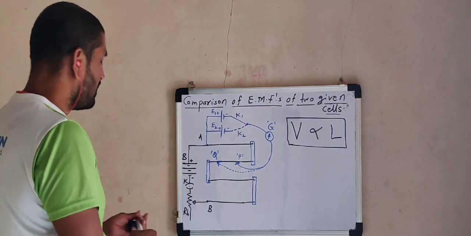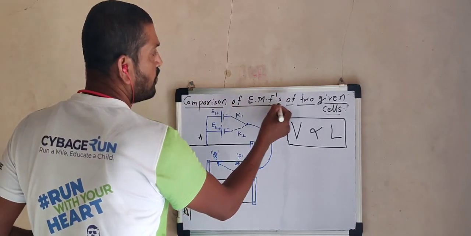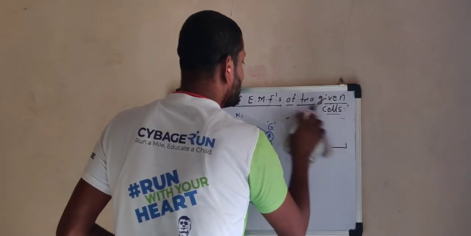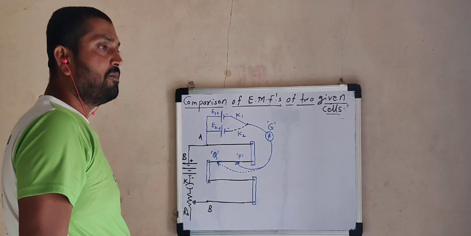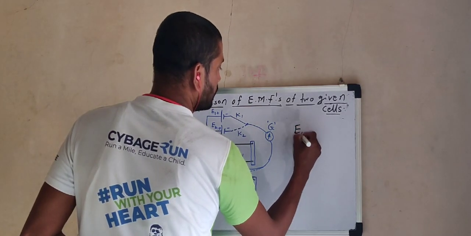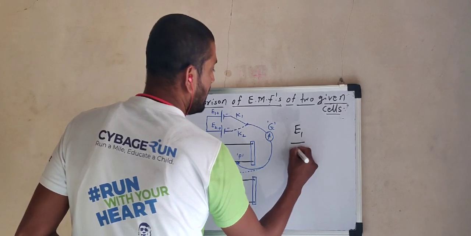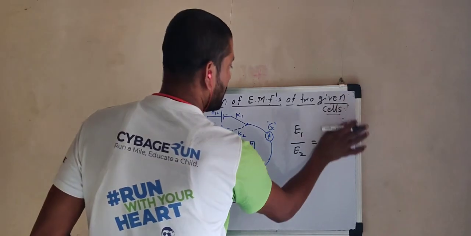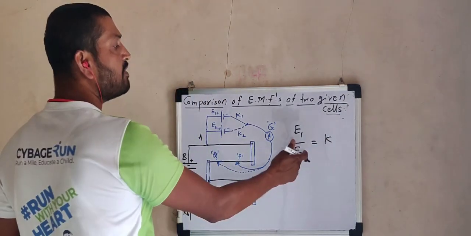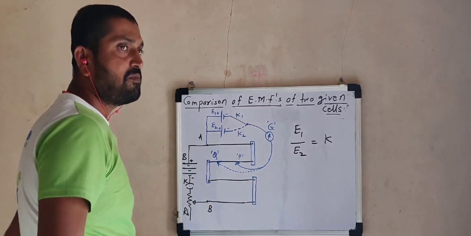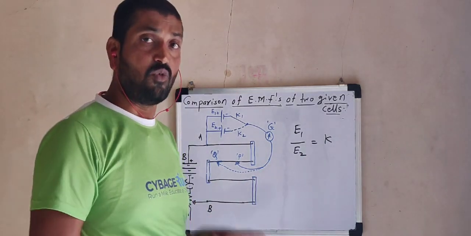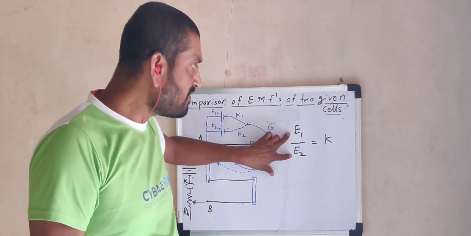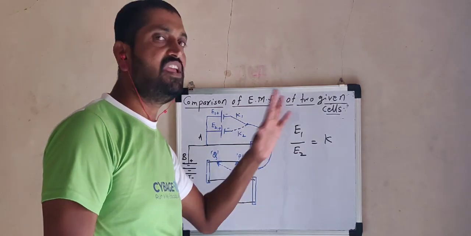So let us consider first the comparison of electromotive forces, or EMFs, of two given cells. Imagine two cells are given whose EMFs are to be compared. What do you mean by compare? To find the ratio. Suppose E1 is the EMF of the first cell and E2 is the EMF of the second cell. If we find this ratio, and the ratio comes out to be K, then by knowing the EMF of one cell, we can also determine the EMF of the other cell. So indirectly this is one more application, that is, to determine the EMF of a given cell.